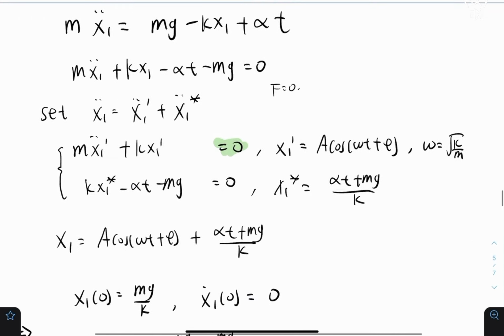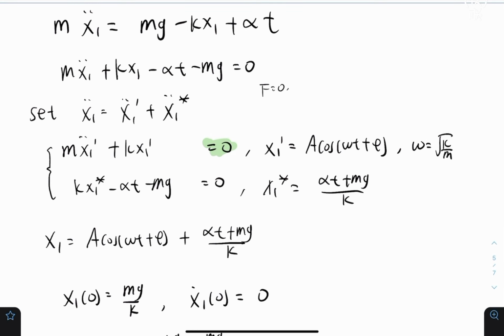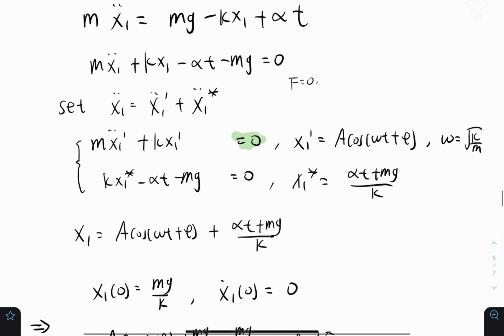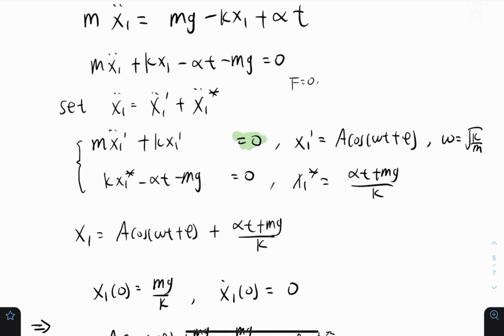And for the first equation, we can get x1 prime is equal to A cosine(omega t plus phi), where omega is equal to the square root of k divided by m. And how about x1 star? Solving this equation, we'll get x1 star is equal to alpha t plus mg divided by k. So now from this, we can plug back into the original equation, and we can see that x1 is equal to this bunch of stuff over here.